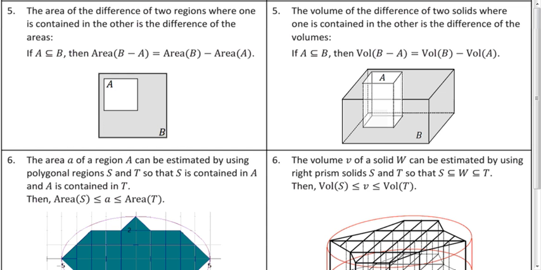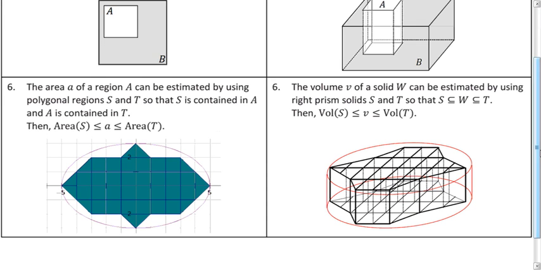If we have a solid with another solid cut out of it, in order to calculate the volume, you subtract. Calculate the volume of the larger one here, B, and subtract the volume of the smaller one, A. And just like we were able to form estimates for area by using squares and triangles, we can do the same with solids and volume by using rectangular prisms and triangular prisms.